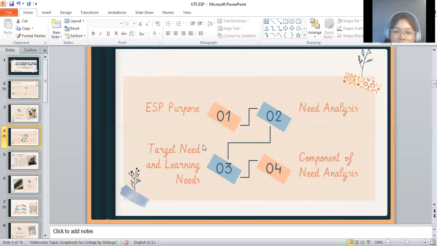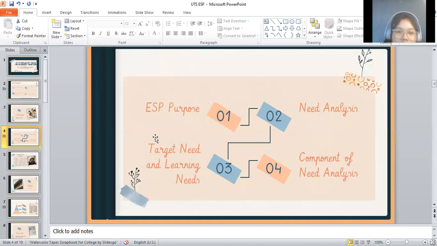And the last is about the components of need analysis. The components of the need analysis are: first, target situation analysis and objective needs. Second, wants, means, subjective needs. Third, present situation analysis. Fourth, lacks. Fifth, learning needs, linguistic analysis, discourse analysis, and genre analysis. Sixth, the course goal. And the seventh, means analysis.